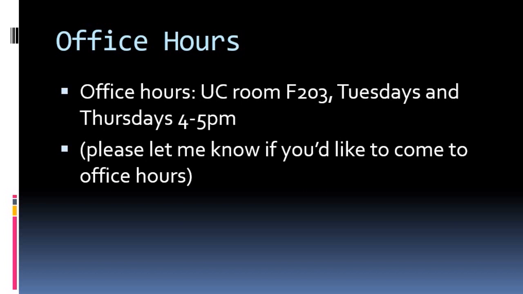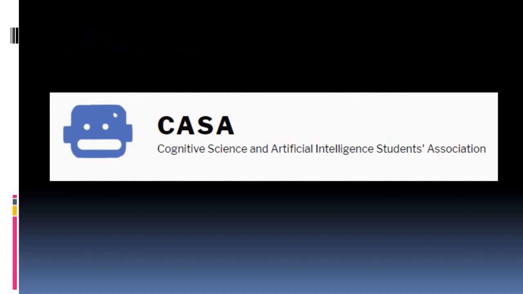Getting in touch with me is a good way of answering any of your questions. Coming to my office hours is a good way of discussing any of your content questions. There's a really nice group of people called CASA. If you haven't heard of CASA, they will be your friends this semester, potentially. This is the Cognitive Science and Artificial Intelligence Student Association. They're an incredibly energetic and engaged group of undergrads who run support for this class on a volunteer basis. I don't know what drives them to do that, but it's incredible and very helpful for me and for you.